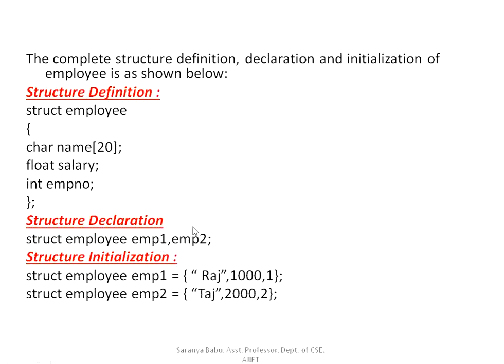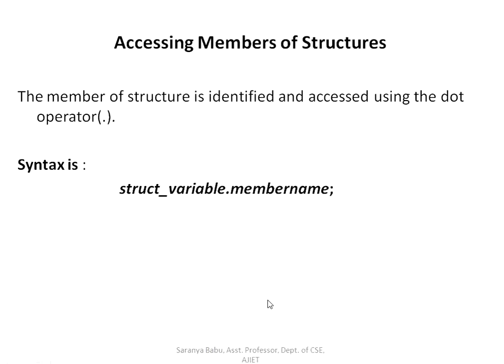Now one more variable was there. Struct employee emp2, I have given Taj, salary is 2000 and employee number is 2. Clear? So these are the two variables for the structure. For employee 1 the value for name will be Raj, value for salary will be 1000, value for employee number will be 1. For the variable emp2, value for name will be Taj, salary will be 2000, employee number will be 2.